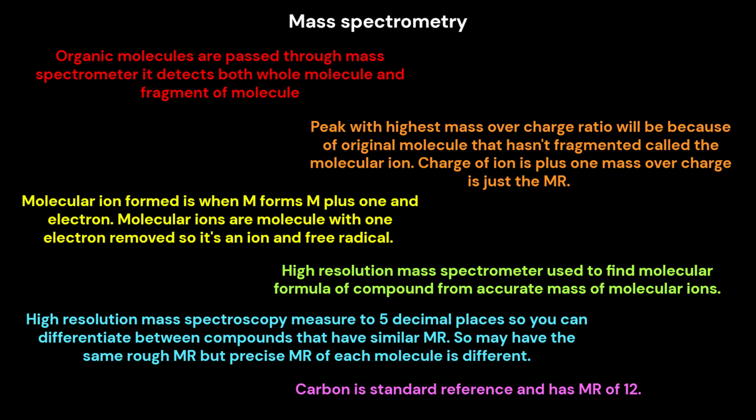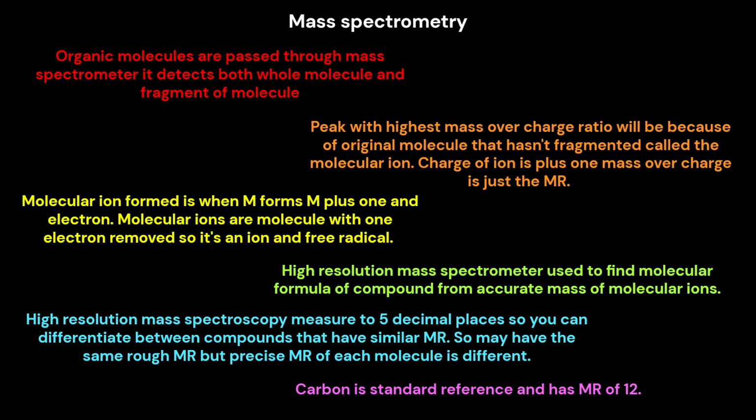Organic analysis. Mass spectrometry. Organic molecules are passed through a mass spectrometer. It detects both the whole molecule and fragments of the molecule. The peak with the highest mass over charge ratio will be because of the original molecule that hasn't fragmented, called the molecular ion. The charge of the ion is +1, so mass over charge is just the MR.